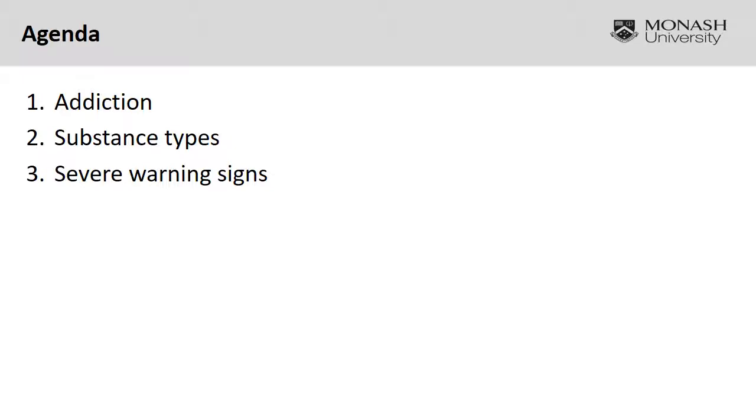So we're going to start this lecture by talking about the definition and mechanisms of addiction. Then we're going to talk about the different substance types, the kind of symptoms they elicit and what the withdrawal symptoms look like. And then we'll touch upon some of the severe warning signs which might indicate that the issues are a bit too severe for counselling initially.